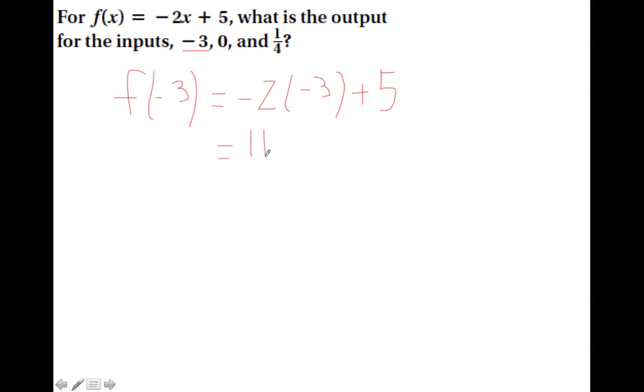And then you do the same thing for 0 and 1/4. Come back with your answers. So when we replace x with 0, f of 0, we get 5. And when we replace x with 1/4, f of 1/4 is 9/2.